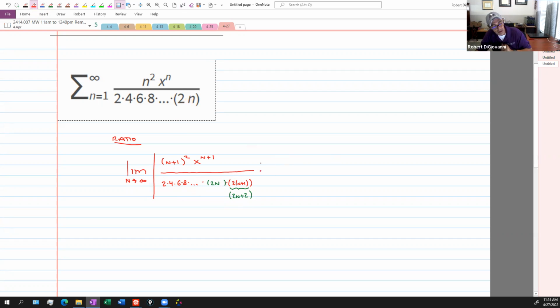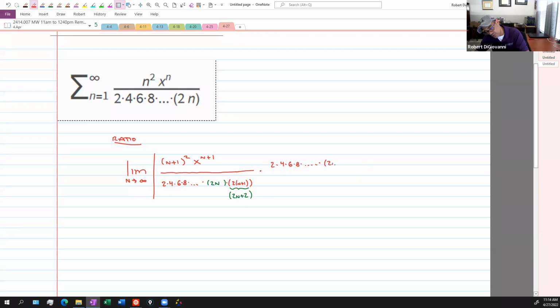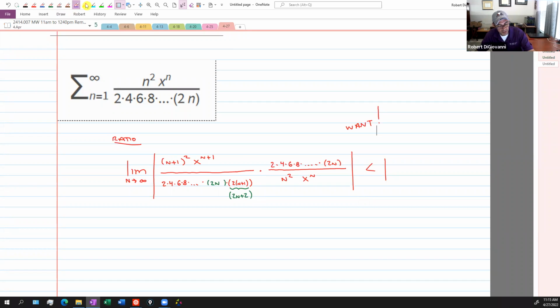Everything but the 2n plus 2 is going to cancel on there, yep, all of these are going to go away. So this stops at 2n here. And then on the bottom of it is the n squared x to the n. We want all of that to be less than 1 for convergence. So let me save myself some trouble here. This is x to the n times x.